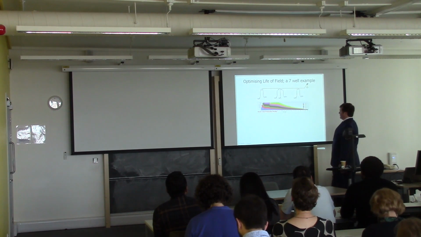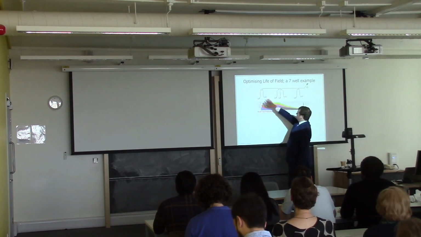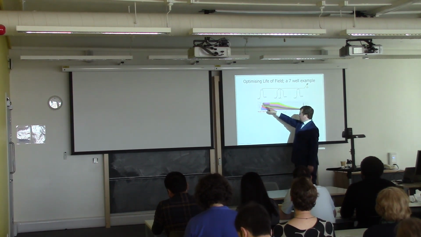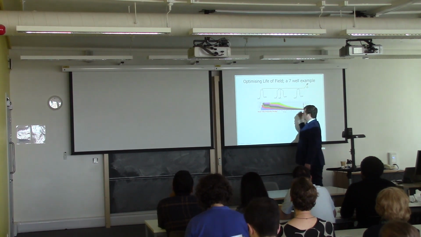I've got a nice simple system here. This is a 7-well system and all into the same tieback. This is the production profile. Different colours here are the oil flow rate from different wells. This is time along this axis.